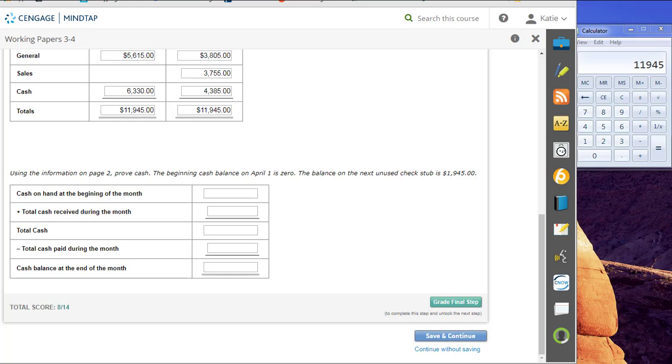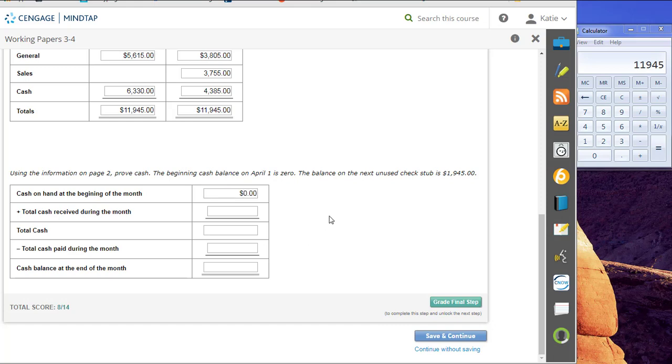This is the last step that we do to make sure all of our numbers are spot on. So we go through and we take our cash on hand at the beginning of the month. How much cash do we have on hand at the beginning of the month? 0. They will always give you that number, okay? So I'm going to go ahead and put a 0 in that very first column.